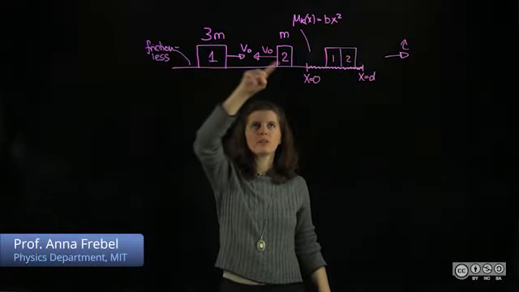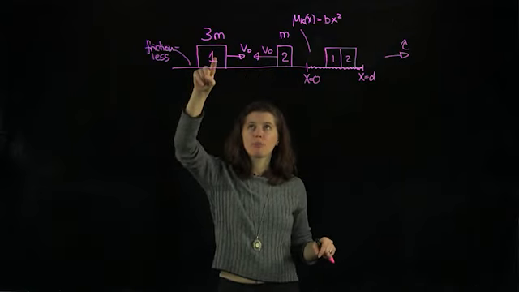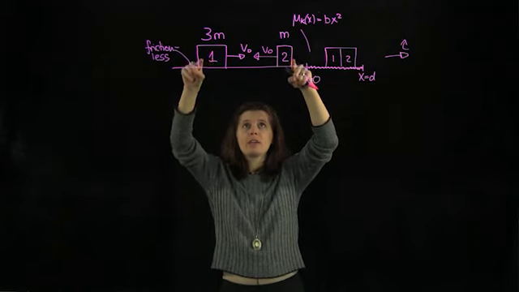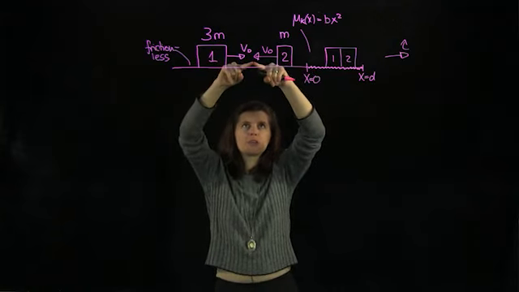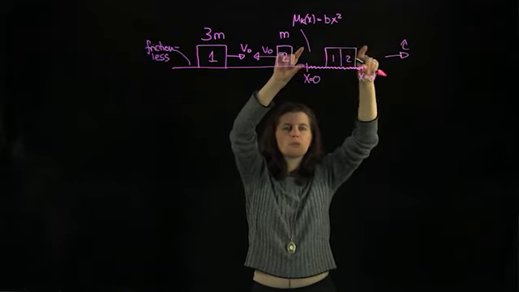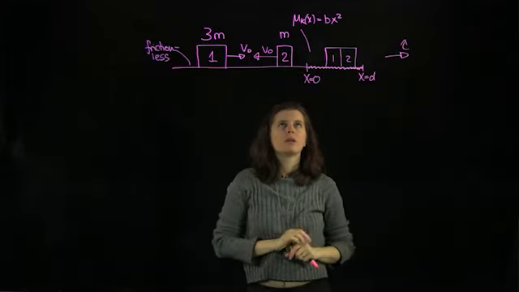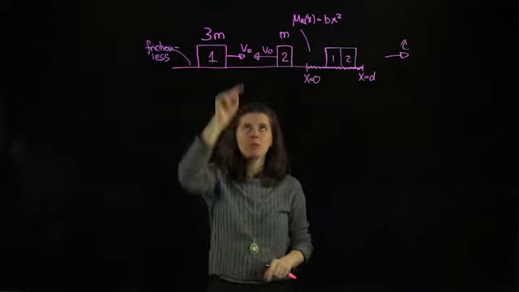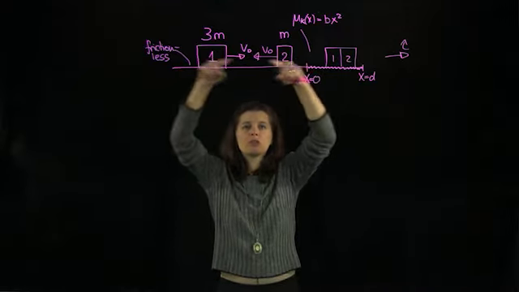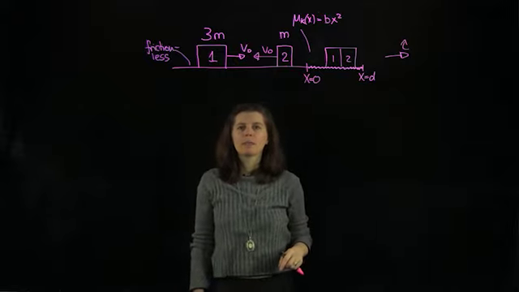Let's look at these two blocks here. Block 1 has a mass of 3m and block 2 has a mass of 1m, and they're colliding and sticking together. And then they're going to move in this direction and eventually slide onto this rough surface here. What we want to figure out is what was that initial velocity v0 with which the two blocks collided.